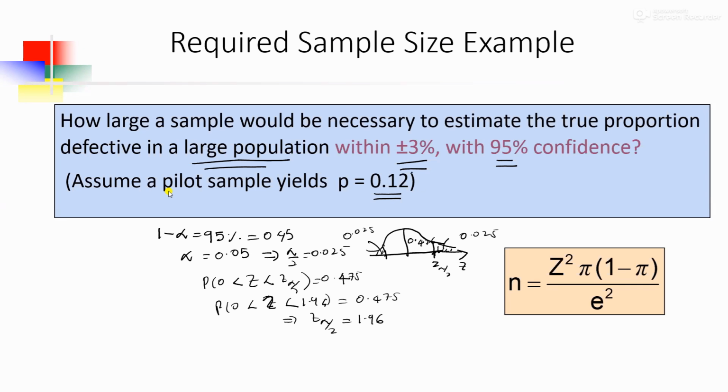Then we are allowing the estimated proportion to range by plus or minus 3%. So your E is 3%, that is 0.03. Then pi is 12%, the estimated P. So you can take pi from the pilot study, where we say that the sample proportion is 0.12. This will be considered as our point estimate for the population proportion, that is 0.12.